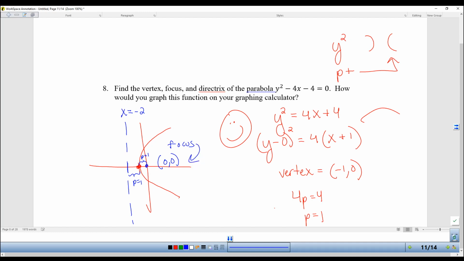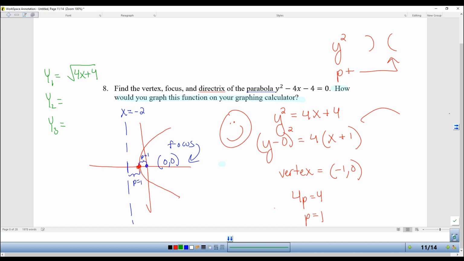What else do they ask? Oh, how would you graph this function on your graphing calculator? So that's a great question. If you look at your graphing calculator, which you've been doing all year, I'm sure you realize it says y1 is equal to, y2 is equal to, but there's nothing in there about y squared. You can't touch that side of the equation. So unfortunately, the only way for you to graph this would be for you to take the square root of both sides. So you'd have to do the square root of 4x plus 4.